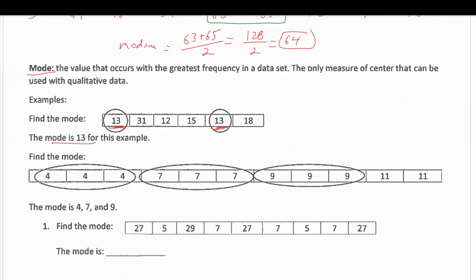In this particular example, you have a data set where 4 is repeated 3 times, 7 is repeated 3 times, 9 is also repeated 3 times. 11 is only repeated twice, so that can't be the mode because it's not more than 3. And in this case, well, there's a 3-way tie, so the mode is 4, 7, 9. Okay, go ahead and pause the video and find the mode for this data set here.